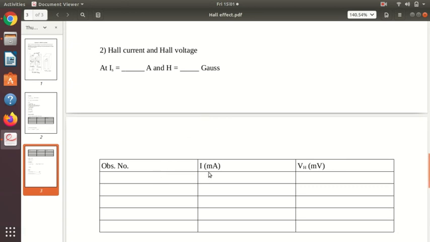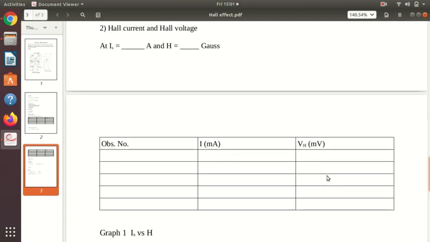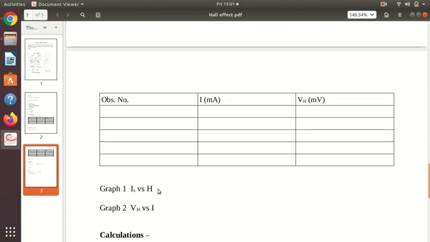Now we will note down the current in the Hall probe, which is in milliampere, and the voltage, which is in millivolt, corresponding to the Hall voltage. And then we will plot this graph also. So you have to basically plot two graphs. First is Is versus H, and the other one is Vh, that is Hall voltage versus Hall current. In this case you have to plot Vh along the y-axis, that is the vertical axis, and I along the x-axis, that is the horizontal axis.